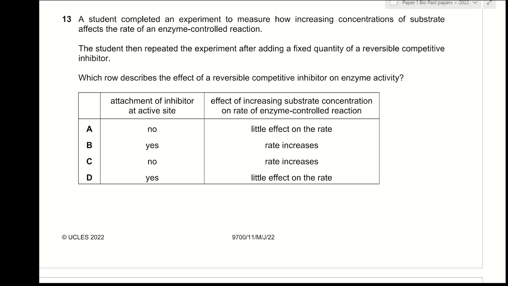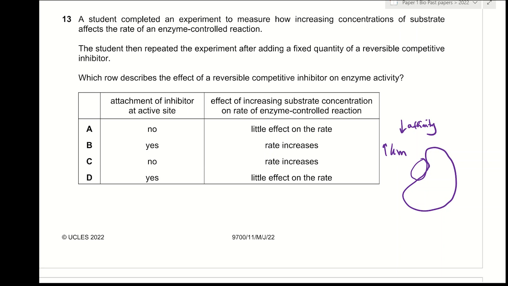Now we must first start by identifying what's a competitive inhibitor. So a competitive inhibitor binds to the active site of the enzyme competing with the substrate. Therefore, what happens is that the affinity of the enzyme for the substrate decreases because now there's a competitive inhibitor competing with the substrate present. And just a side note, if the affinity decreases, this means that the Km or Michaelis-Menten constant increases because they are inversely proportional. Now let's come back to our question.